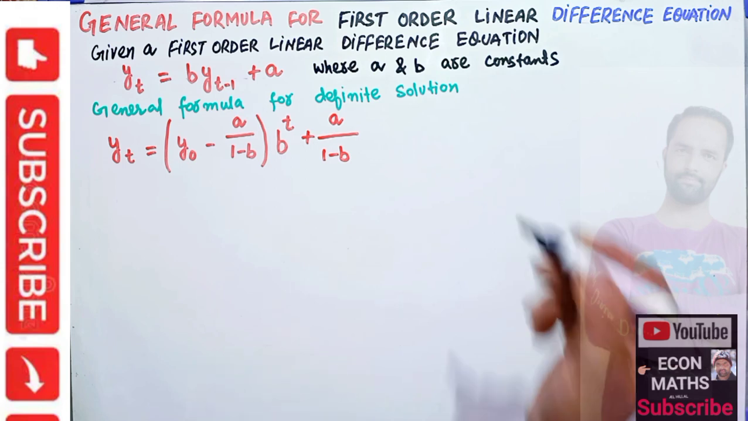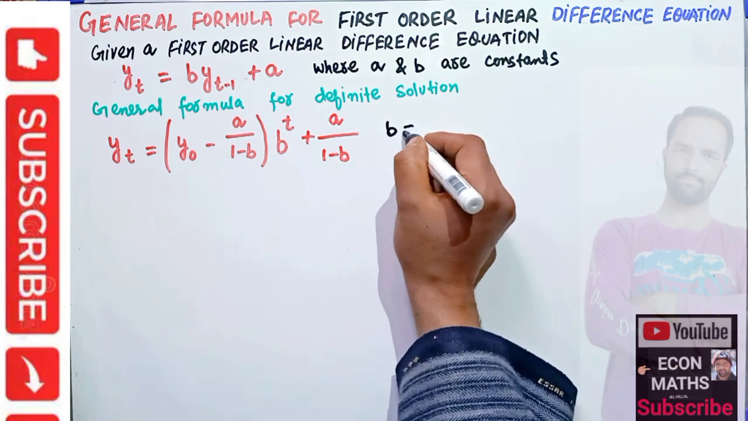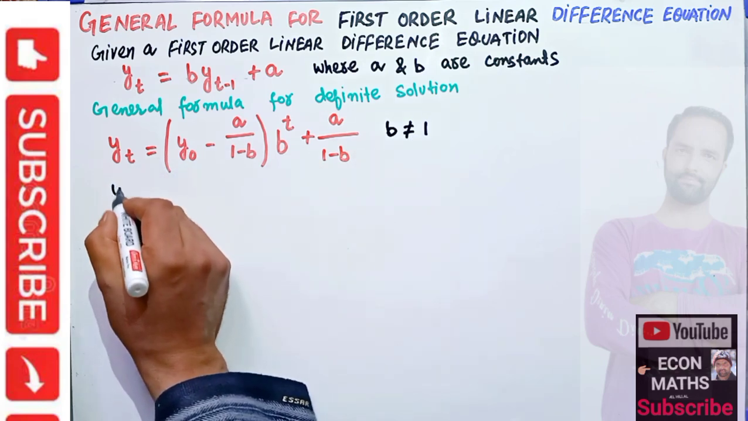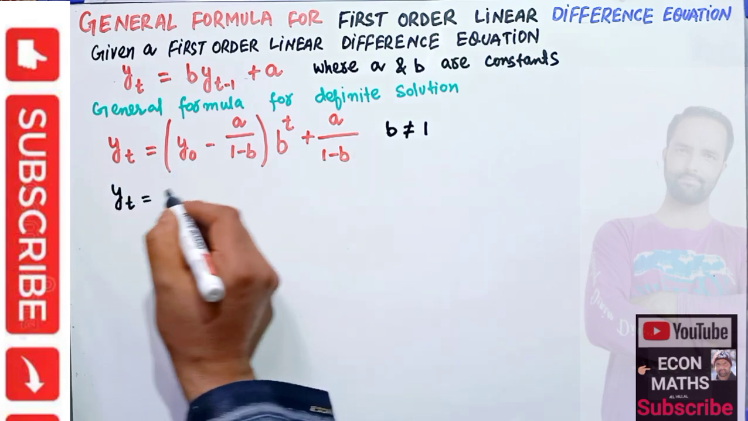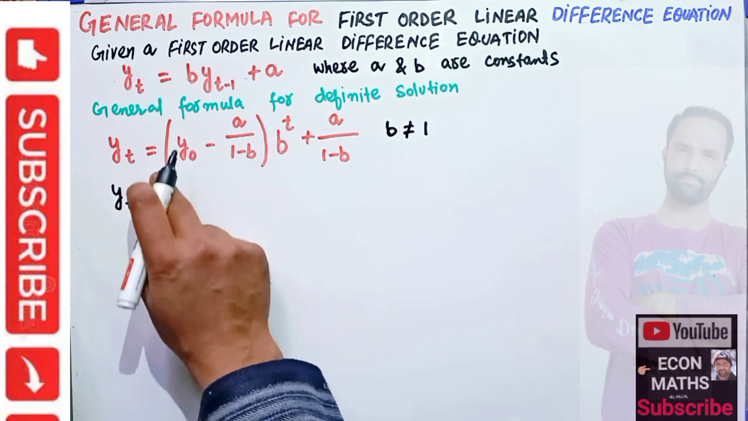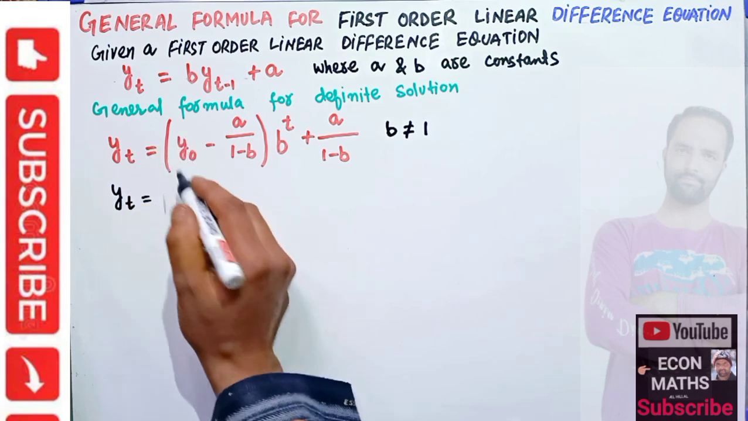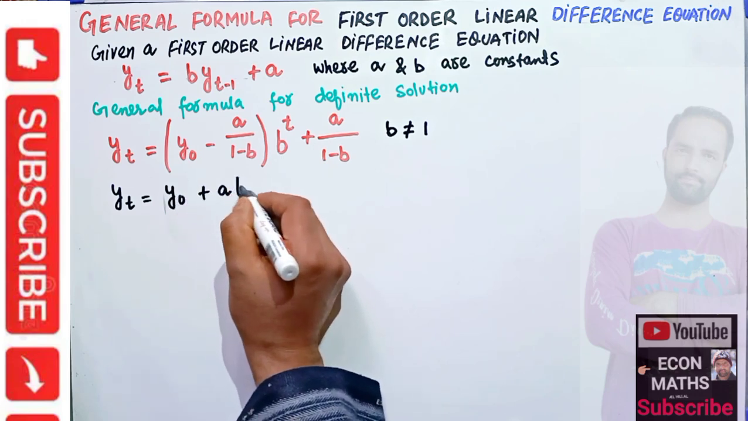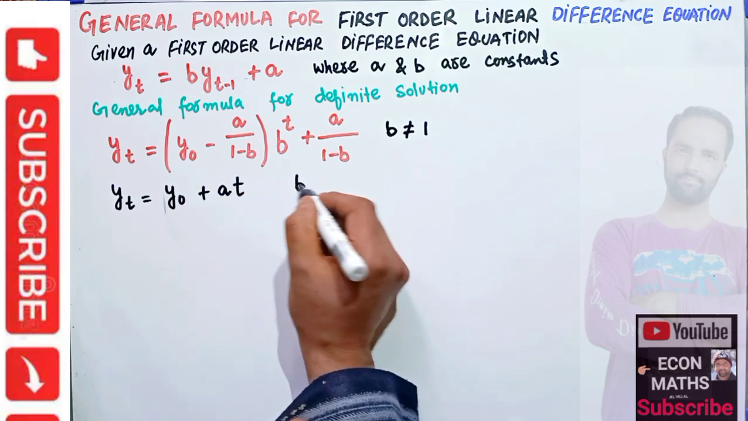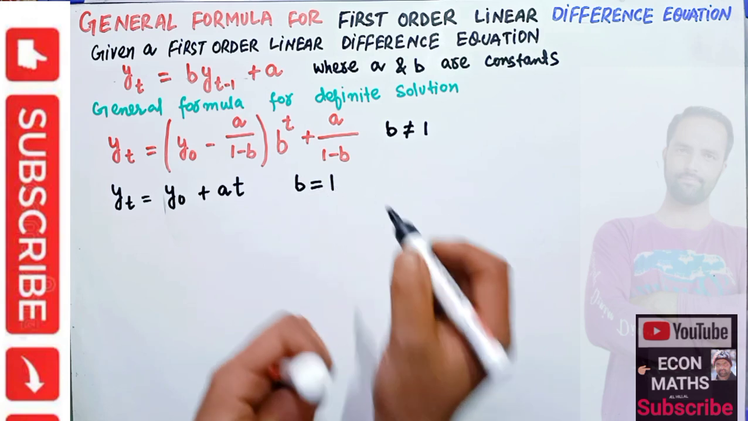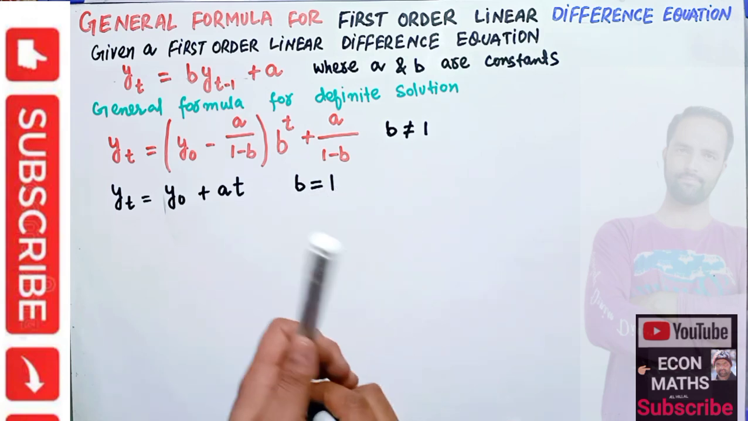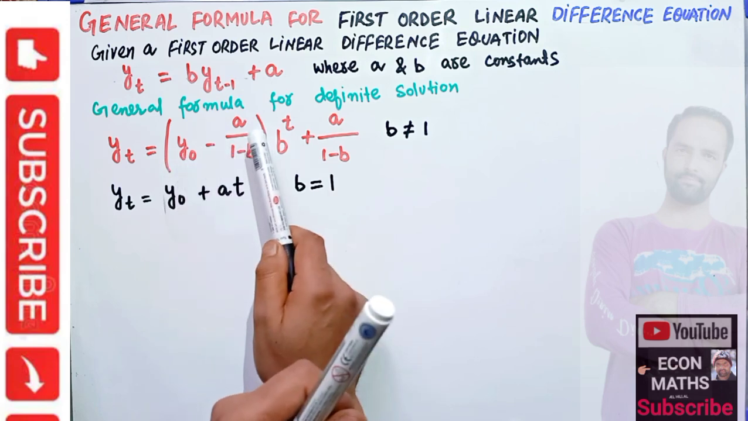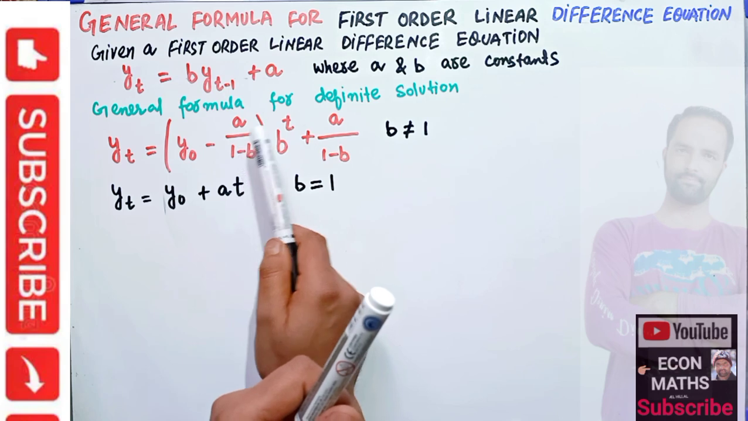Here, this is when b is not equal to 1. If b is equal to 1, then our general formula looks like this. That is, y_t will be equal to y_0 plus a t, when b is equal to 1. Now if no initial condition is given, we add an arbitrary constant.